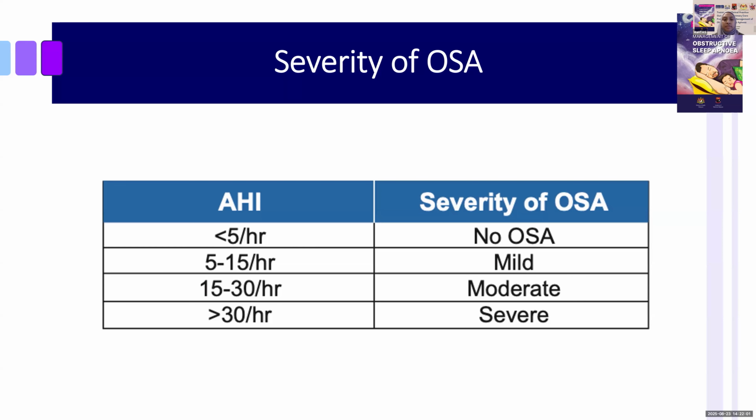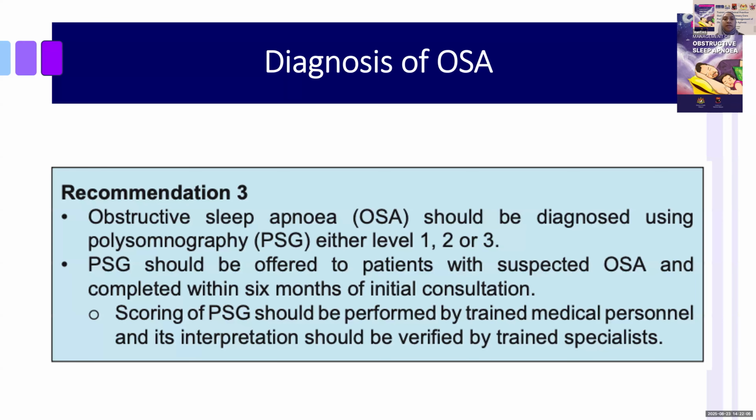So in terms of diagnosis of OSA, this CPG recommends OSA should be diagnosed using PSG, either level 1, 2, or 3. PSG should be offered to patients with suspected OSA and completed within 6 months of initial consultation. Scoring of PSG should be performed by trained medical personnel and its interpretation should be verified by trained specialists. After screening and diagnosis, we should go on to treatment.